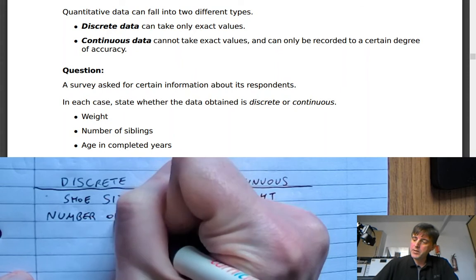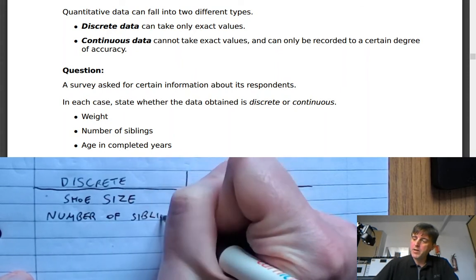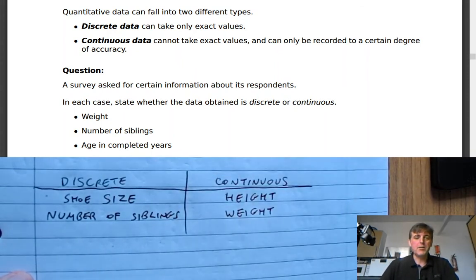Number of siblings, number of brothers and sisters they had, well, that is discrete. The reason why that is discrete data is because you can't have an in-between number. When someone says they've got 2 siblings, they mean they've got precisely exactly 2 siblings. They don't mean somewhere between 1.5 and 2.5, do they? They mean exactly 2.